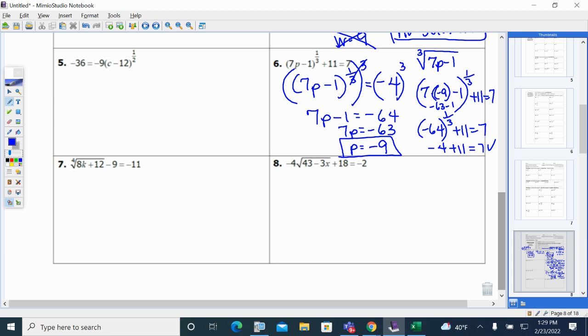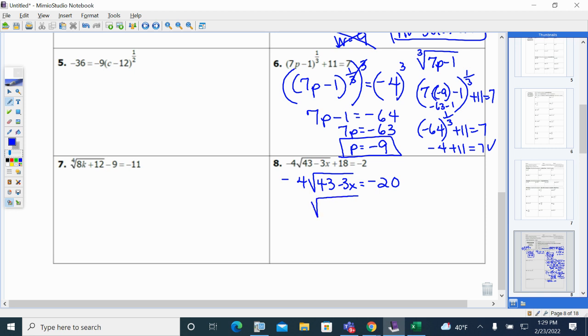I want to look at number 8. On number 8, there's a couple of things we've got to take care of. On the radical, there's a negative 4 in front and an 18 behind it. The 18 is being added, and we need to get rid of that first. So I'm going to subtract the 18 first. Negative 2 minus 18 is going to give me negative 20. And then we're going to divide both sides by the negative 4.